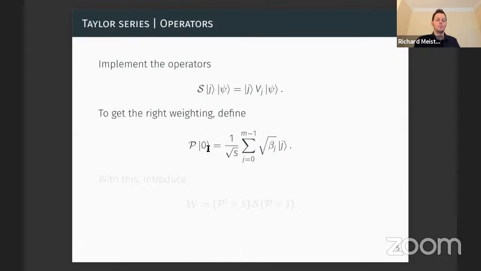And the other thing we need is the prepare operator, which acts only on the ancilla. And the only thing we need to ensure is that if we act with this prepare operator on the ancilla 0 state, it puts it in a superposition like this, where it sums over all our indices j, and every state j gets a weight that is proportional to the square root of this coefficient. And of course, this needs to be normalized. So s is just a sum over all the beta j's. And with this, we can introduce this new operator W.